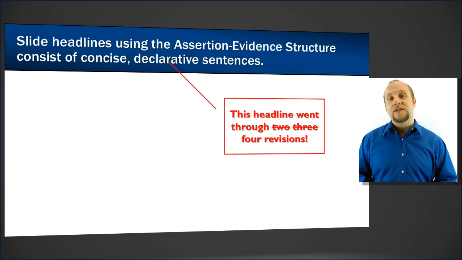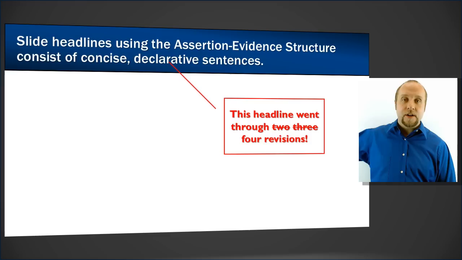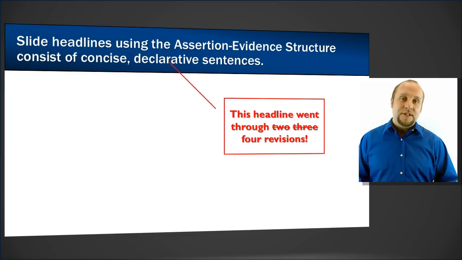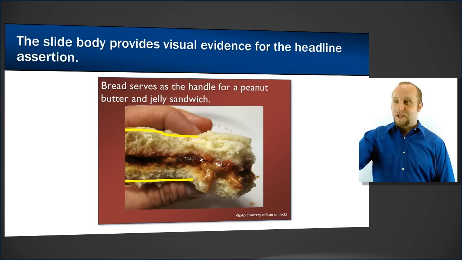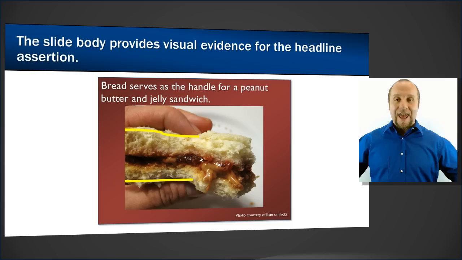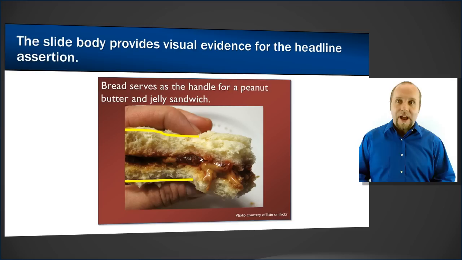After you've developed your clear, concise assertion headline, it's next your job to find visual evidence that will support your assertion. So for example, here we have a great visual that shows how bread is the handle for a peanut butter and jelly sandwich. We're not simply being told that it's critical to a PB&J. We're shown through this visual evidence how a peanut butter and jelly sandwich simply wouldn't work without the bread.